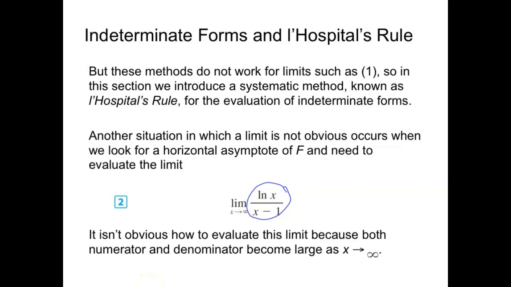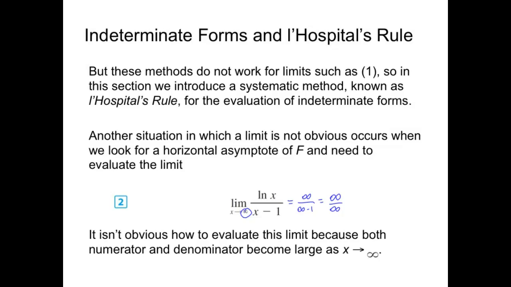This slide, we're just talking about the same idea here. If I let x approach infinity instead of 1, well, natural log just gets indefinitely large. The denominator would be infinity minus 1, which is indefinitely large. So I have basically a situation with infinity over infinity, which is another kind of indeterminate form. The limit may exist, the limit may not exist. We don't know.